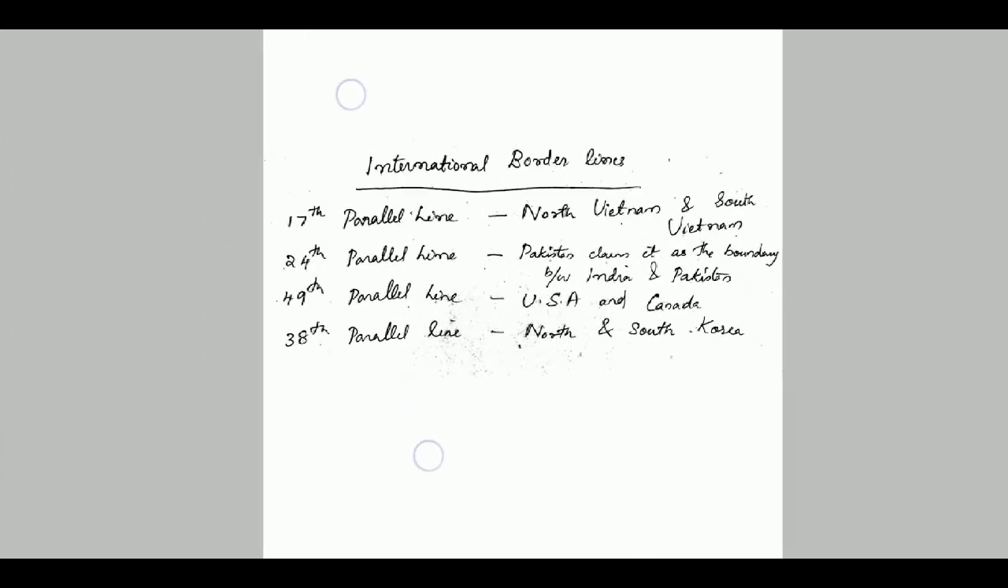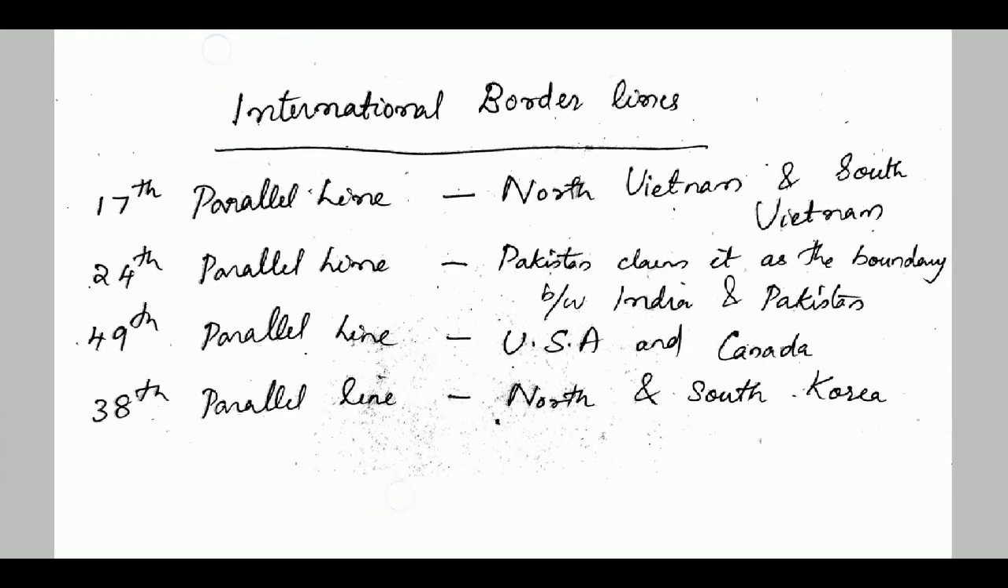Next, we can see some international border lines. The 17th parallel line is a border line between North Vietnam and South Vietnam. The 24th parallel line is claimed by Pakistan to be the boundary between India and Pakistan, but actually the Radcliffe line is the boundary between India and Pakistan. Next is the 49th parallel line. It is the boundary line between USA and Canada. And the 38th parallel line is a boundary between North Korea and South Korea.